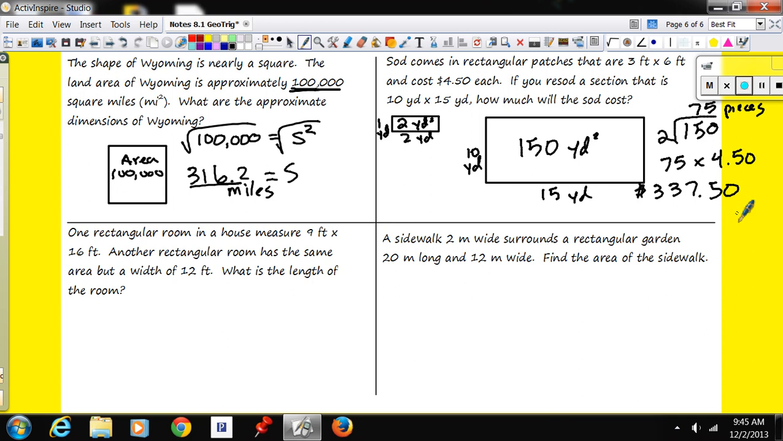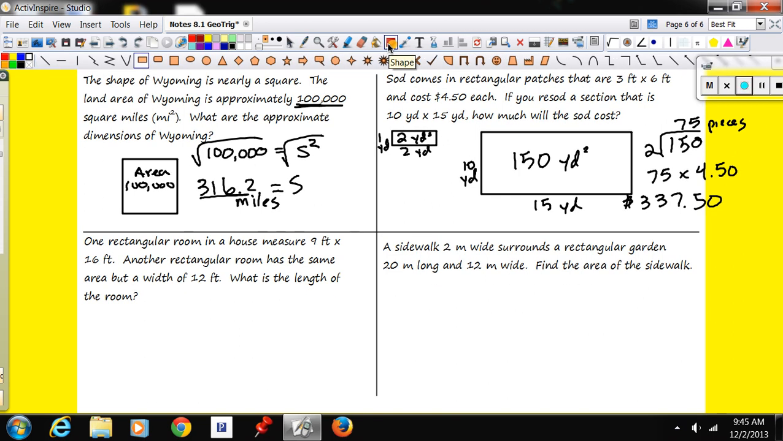the pieces. Now, would you buy the exact amount? No, you'd buy a few extra. You don't want to be short, or some of them get messed up and you need a few extras. You'd always buy a couple extras. That's that one. Now, a rectangular room in a house measures 9 feet by 16 feet.